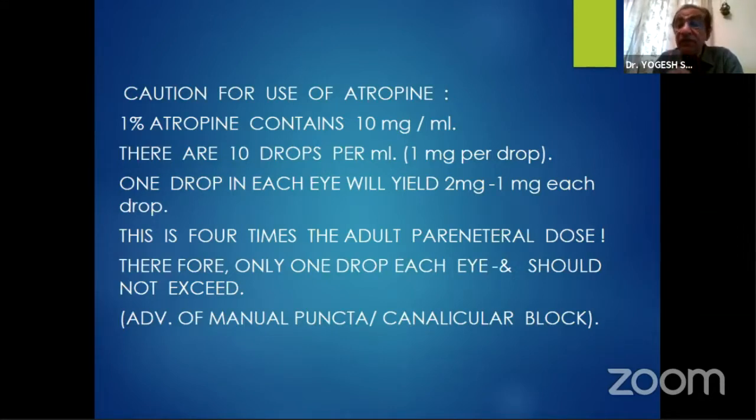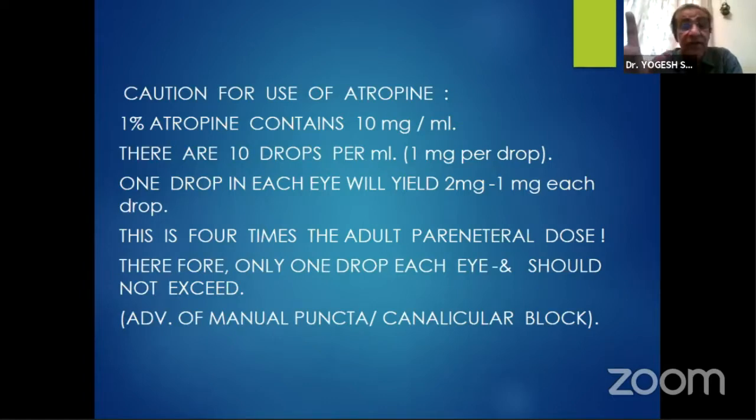That means if you put 1 drop in the eye, you are putting 1 milligram per drop, because there are 10 milligram in 1 ml, and 1 ml contains 10 drops. So when you instill 1 drop in the eye of a child, you are instilling 1 milligram. Now 1 drop in each eye yields 2 milligram.